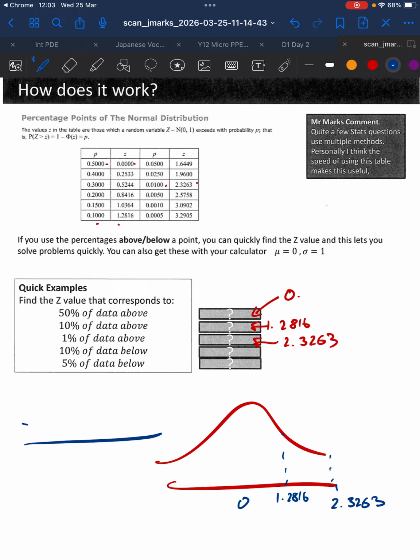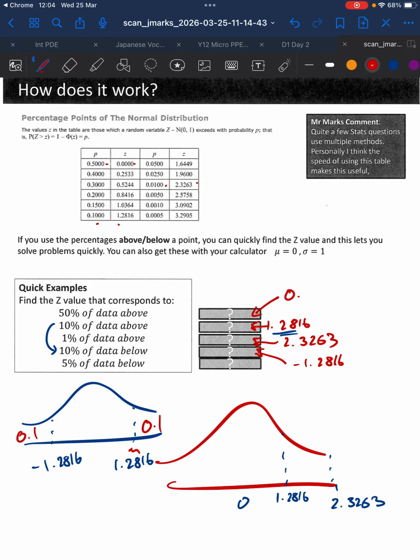Okay, well, it's symmetrical. So whatever this value is to achieve a 0.1 there is the same as this value here, but then the negative of that. So I think we've already got that, no? We can use this value to help us find this value here. This is 1.2816, so this must be minus 1.2816. And again, let's keep them all in the same place, minus 1.2816.